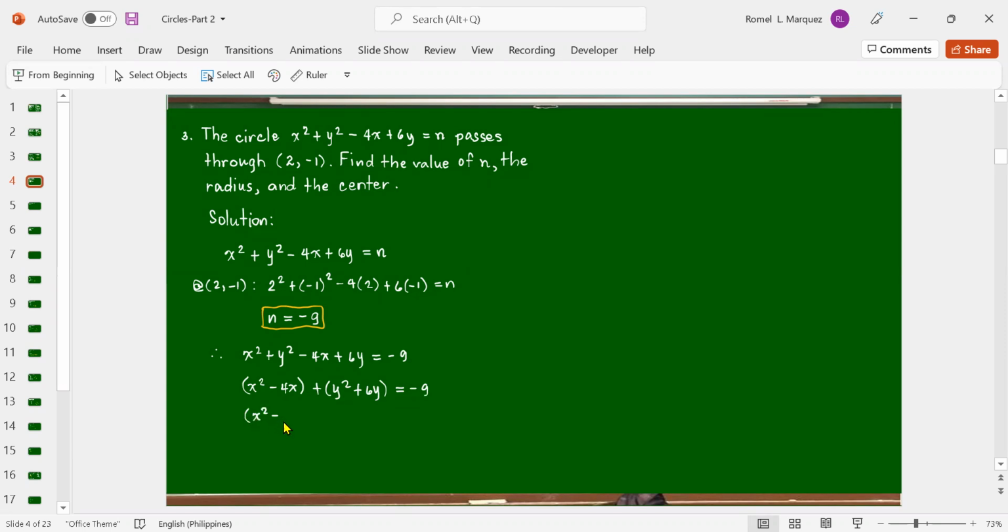Okay? By completing the square in each group, we add half the coefficient of x, that is negative 2, squared. For the second group, to make it a perfect square trinomial, we add half the coefficient of y, that is 3, squared, 9. Since we added 4 and 9 on the left side, we have to add 4 and 9 also on the right side. Okay? Getting x minus 2 quantity squared plus y plus 3 quantity squared, and this is equal to 4. Therefore, what's the radius? The radius is equal to 2, and the center is given by (2, negative 3). Okay?